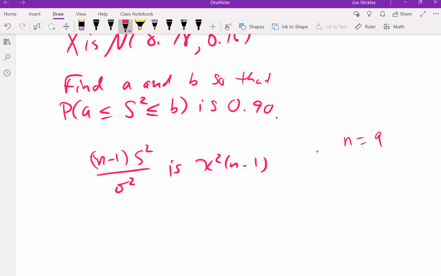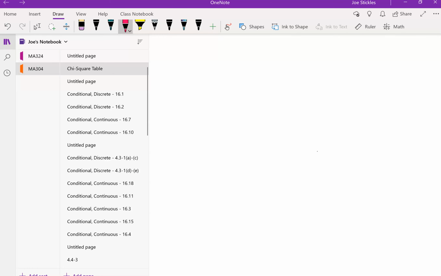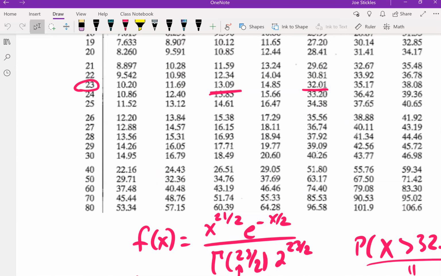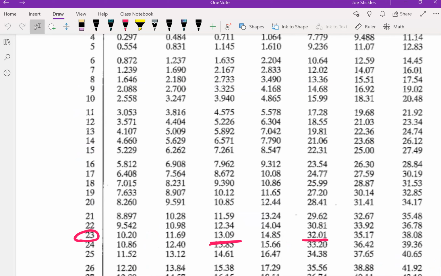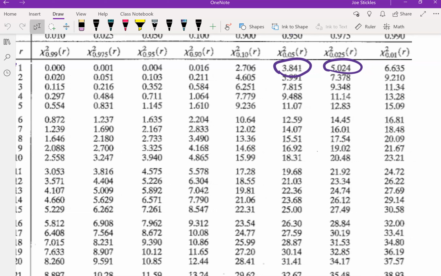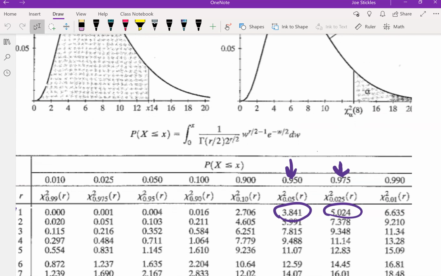Okay. So, let's see. I think I have the chi-squared table still stored in here. There it is. All right. So, if n is 9, how many degrees of freedom should I be interested in? 8, right? Okay. So remember our chi-squared table? The subscript at the bottom is giving you the probability of the tail, right? And remember the top is the right tail, and the probability at the top is the left tail. Okay.